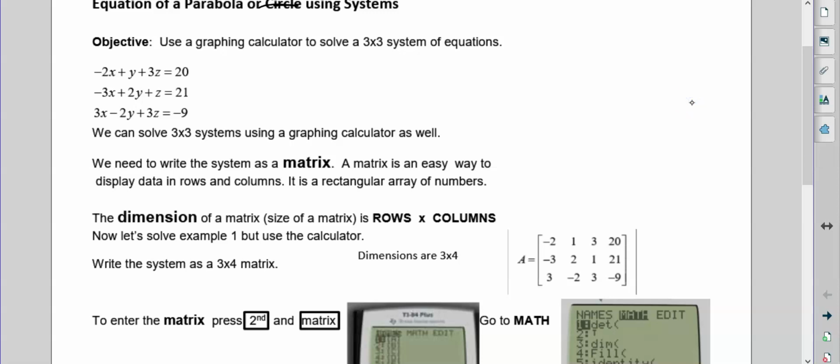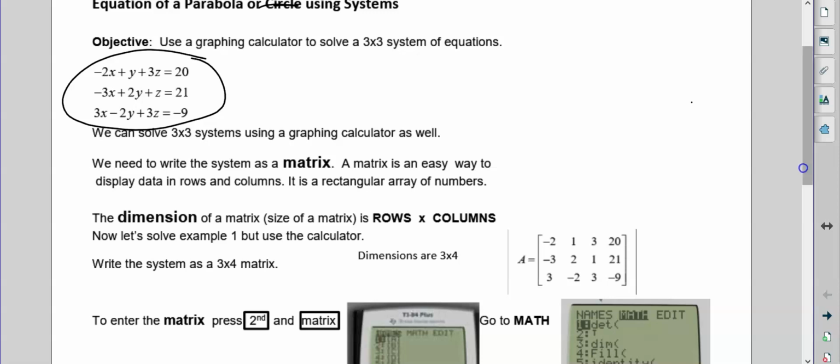a parabola. Now, this XYZ here, we could do that with elimination and substitution like we did with the X and Y 2 by 3, where this is a 3 by 4, and we're going to learn how to use a calculator to make life way easier.